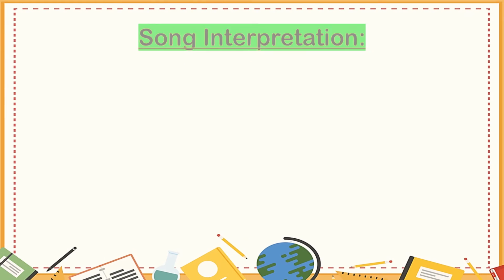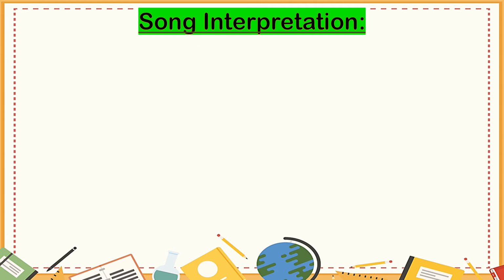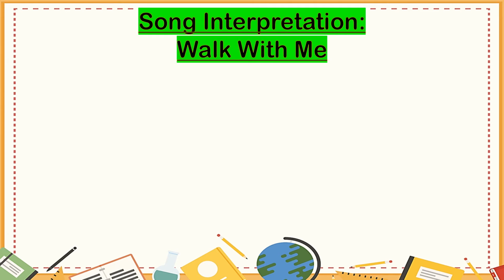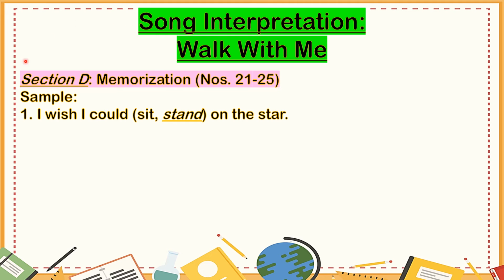Now class, the second part of the midterm assessment is song interpretation, which is called Walk With Me. That is section D, memorization, numbers 21 to 25. Example number 1: I wish I could sit, stand on the star. So you are going to choose the correct word. The answer is stand, so you are going to underline the correct word.